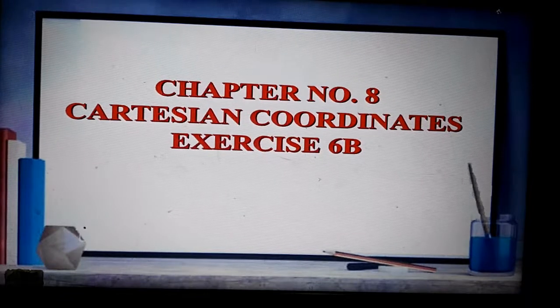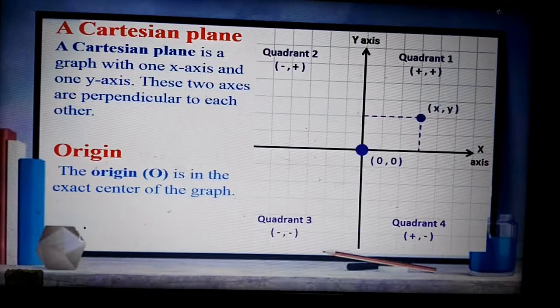Today our topic is Cartesian coordinates. Chapter number 8, exercise 6b. First of all, let's discuss the terms we are to use in this exercise.